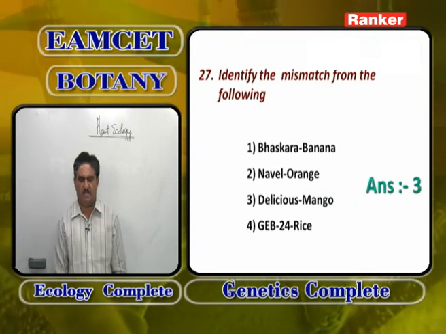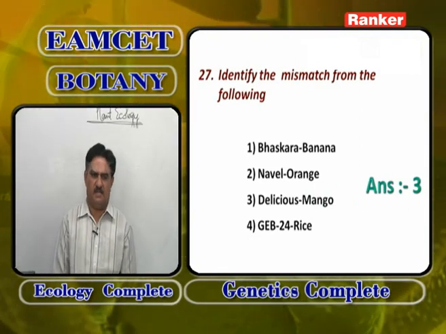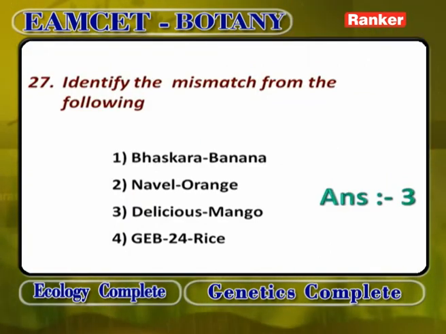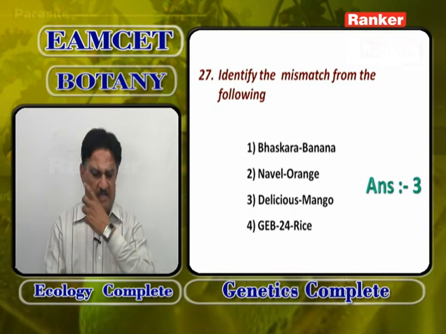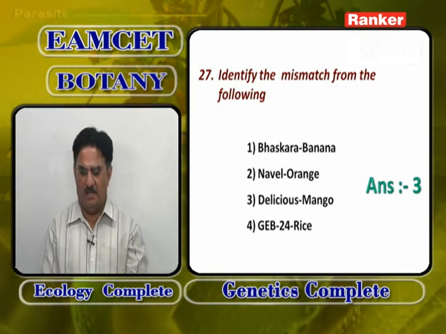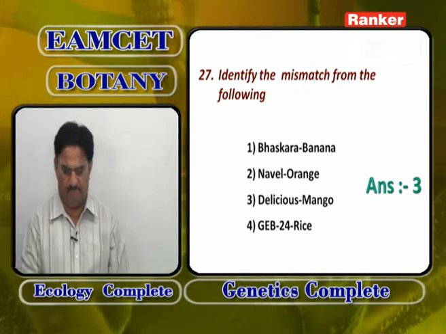Here Bhaskara variety of banana is correct. Novel variety of orange is correct. But delicious variety of mango is wrong. Delicious variety of apple is correct. GEB24 variety of rice is correct. So the mismatch in the following is delicious mango. Delicious mango is wrong. It is delicious apple.